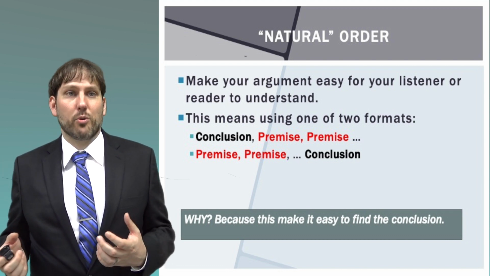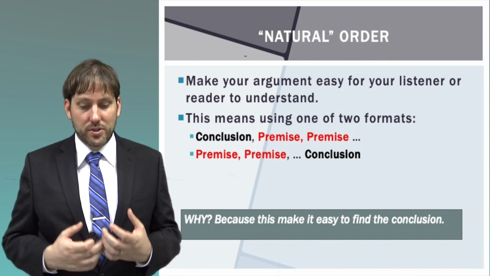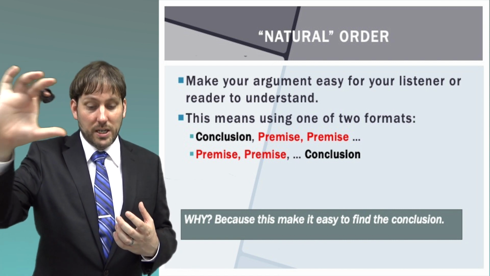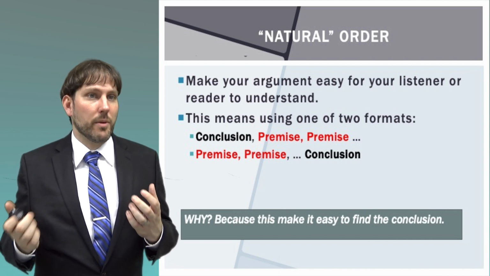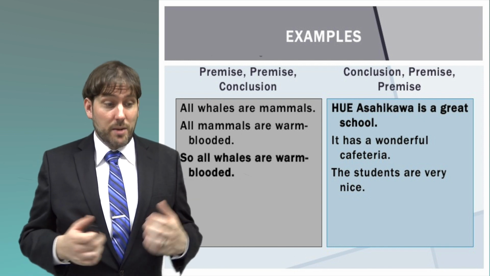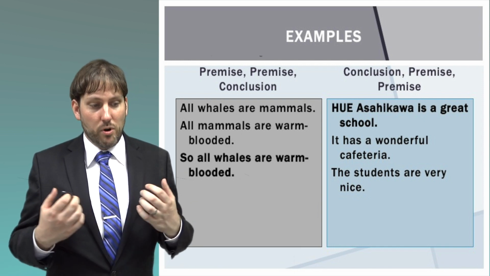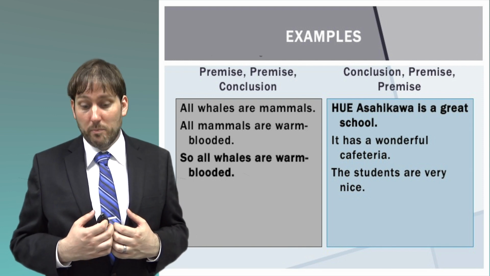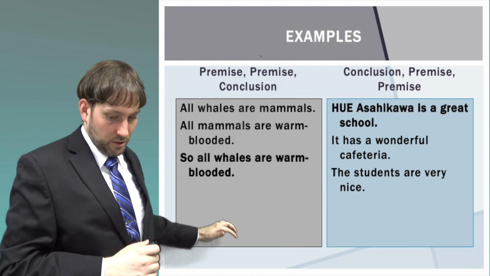In Western academic writing, one thing that makes it very simple to follow is that the conclusion for the entire paper is stated at the top of the paper, and each paragraph is an argument where the main claim is at the top of that paragraph. So here are a couple of examples. Premise, premise, conclusion. All whales are mammals. All mammals are warm-blooded, so all whales are warm-blooded.